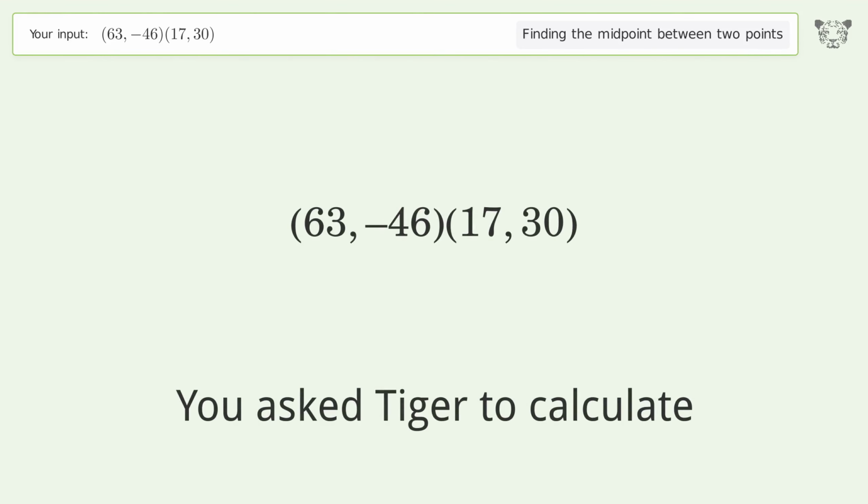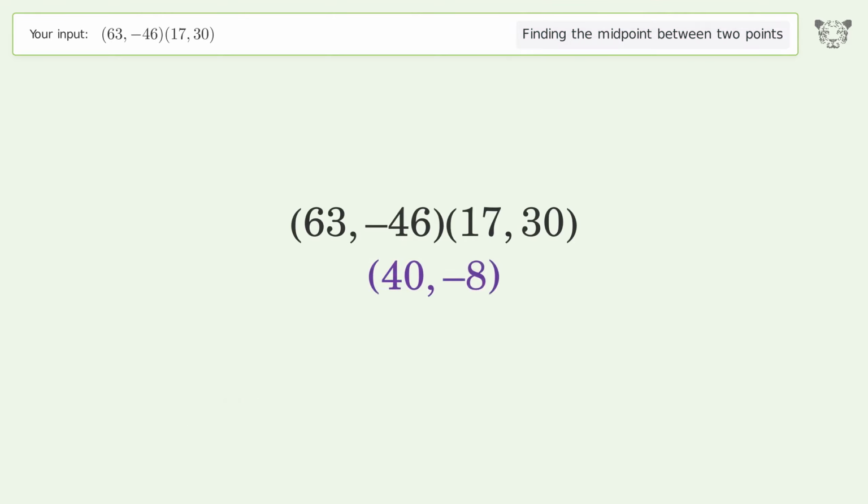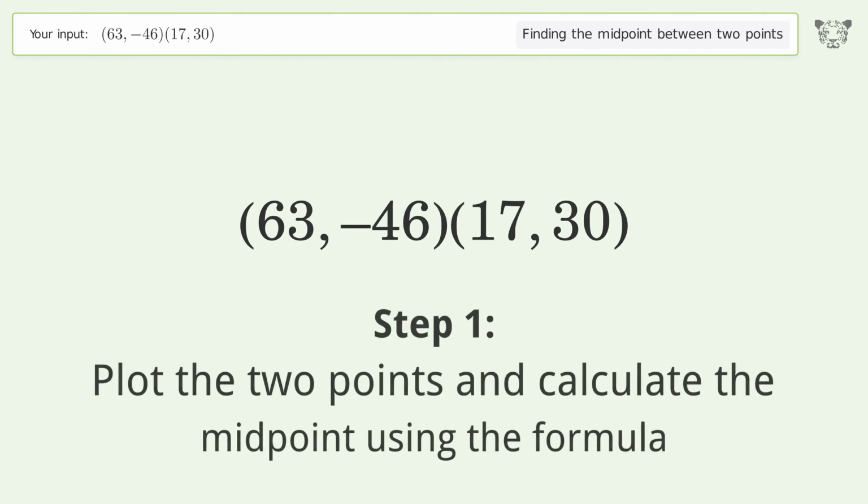You ask Tiger to calculate. This deals with finding the midpoint between 2 points. The midpoint between the 2 points is 40, -8. Let's solve it step by step. Plot the 2 points and calculate the midpoint using the formula.